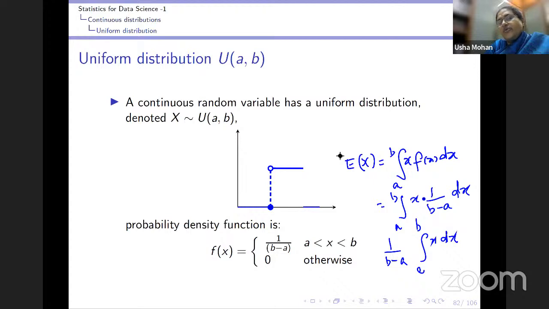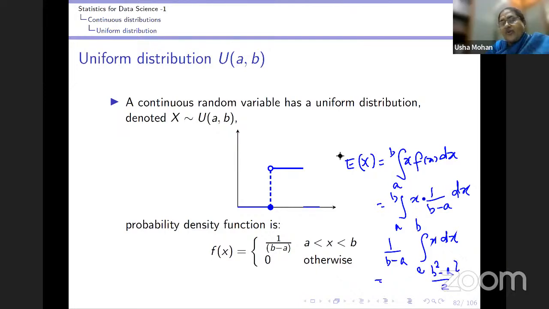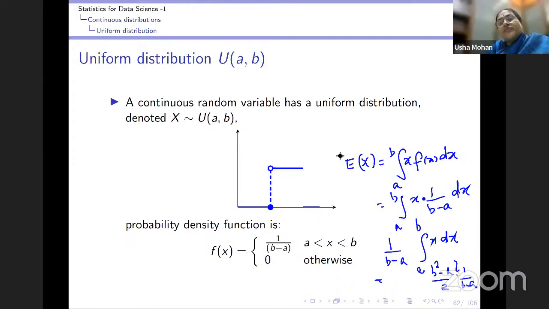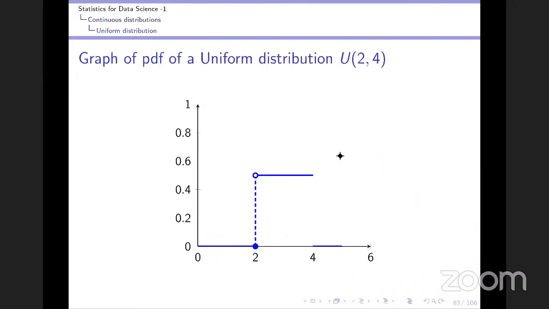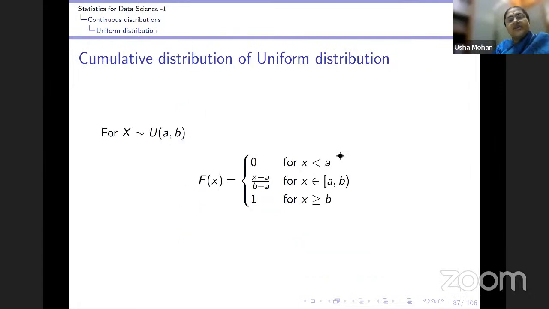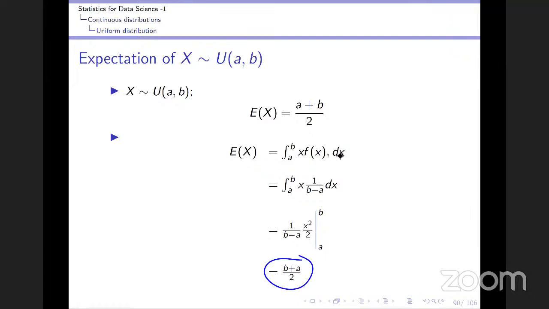What is the integral from a to b of x dx? It is x square by 2. As a definite integral, it is going to be b square minus a square by 2, into 1 by b minus a. But what is b square minus a square? It is b minus a into b plus a. So my expectation of this random variable would be b plus a by 2. Is that clear? Yes, ma'am.